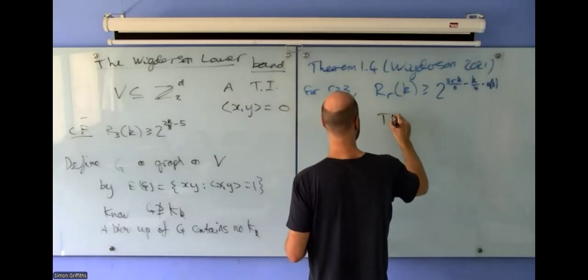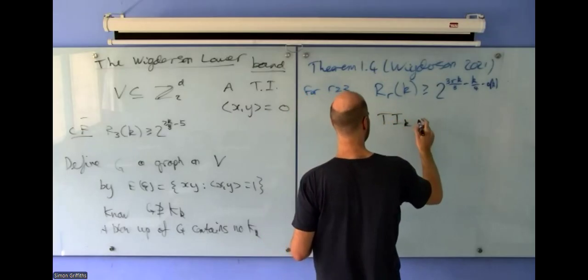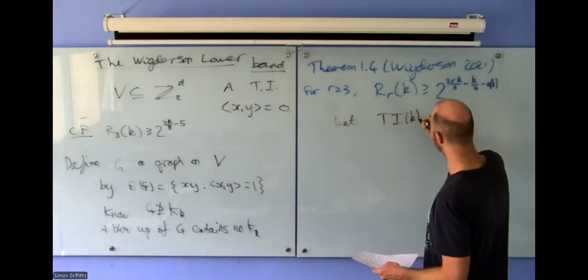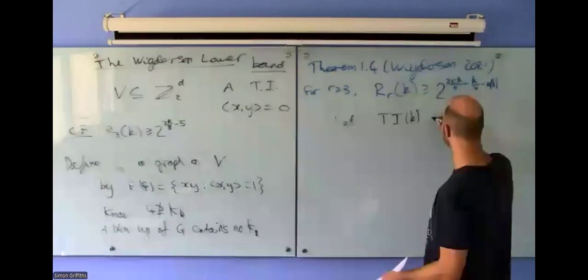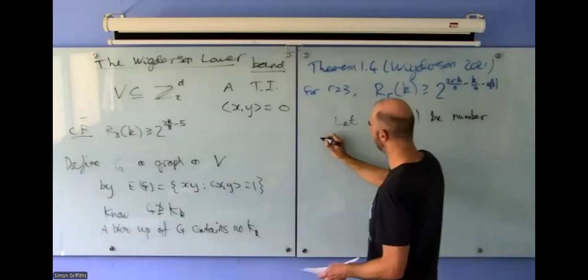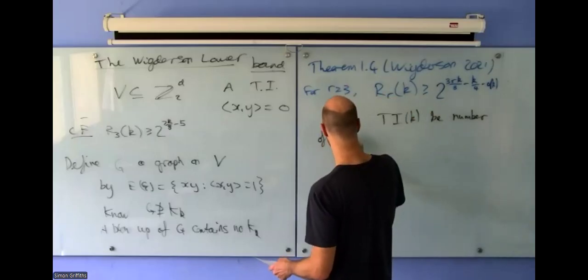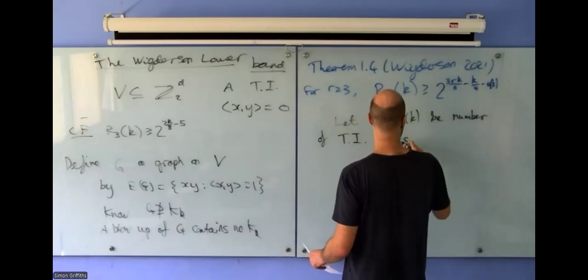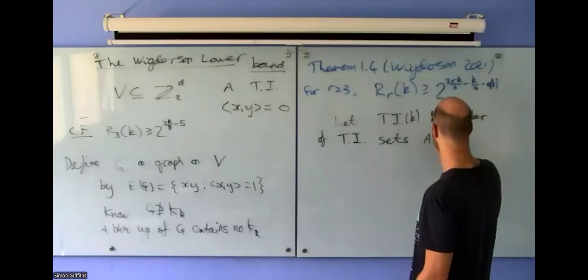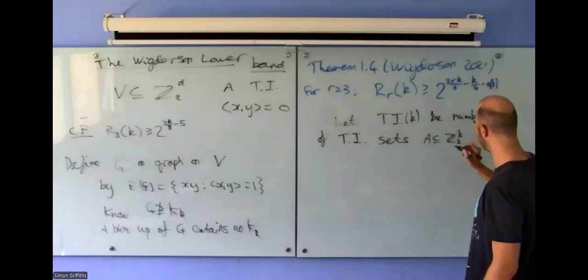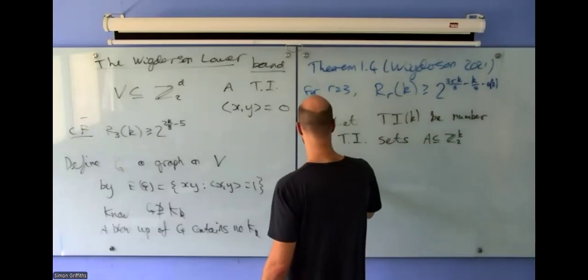T_i(k), I'll just go off k. I should probably put more in this notation, but this is what we need. Let it be the number of totally isotropic sets A contained in Z_2 to the k, so actually I'm going to use k twice, and of cardinality at most k.